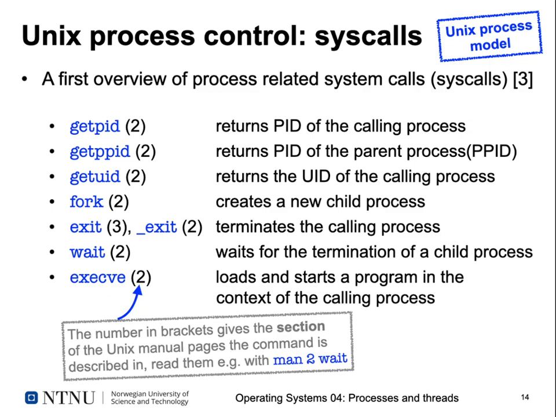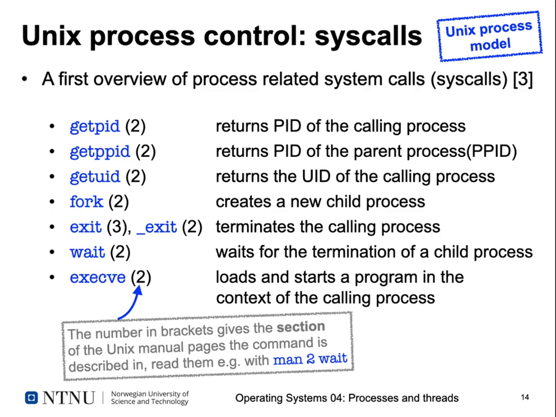Now that's not very useful because you want to execute different programs. And so there's an additional system call called execve, and this is a system call that loads and starts a program in the context of the calling process. Whenever you call execve and give it a parameter for the program you want to execute, the program that calls execve is kicked out of memory, and instead, with the same process ID, a new process is now running, which is the process you've just started. So this is a very unusual thing.